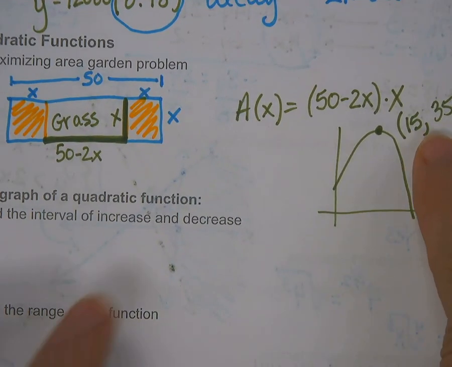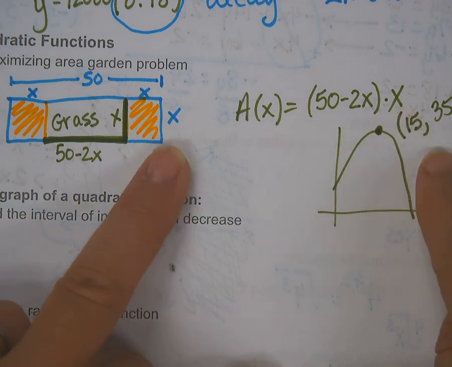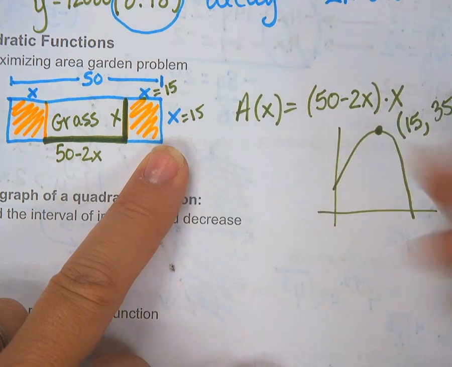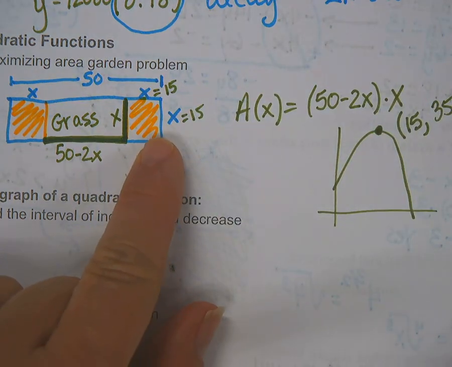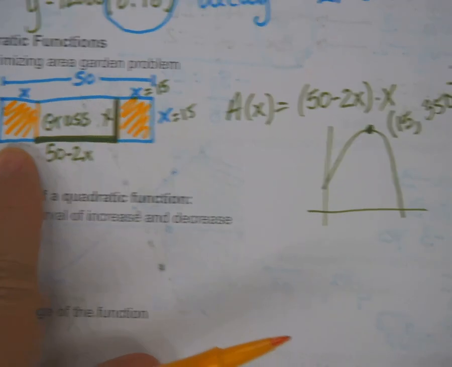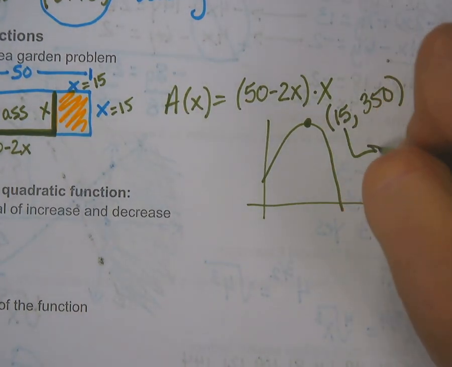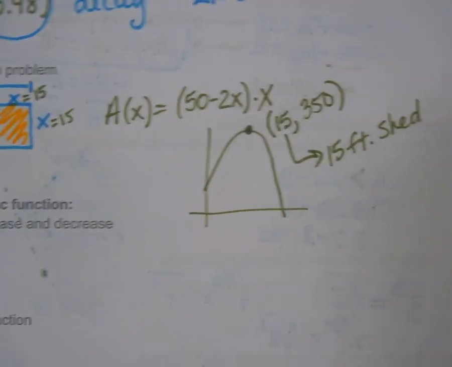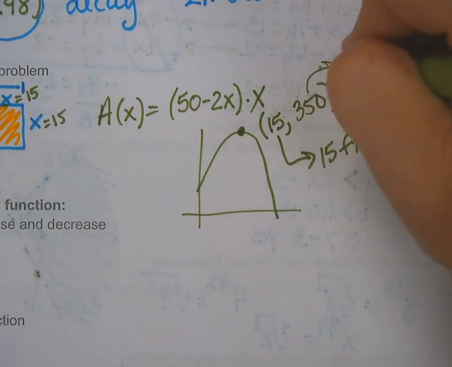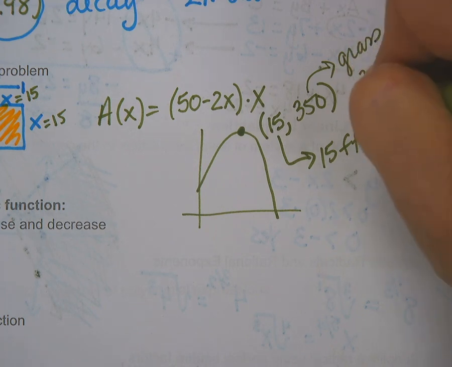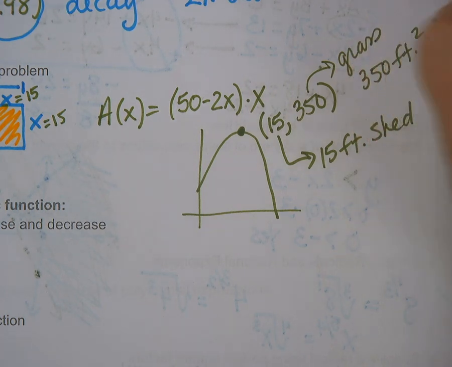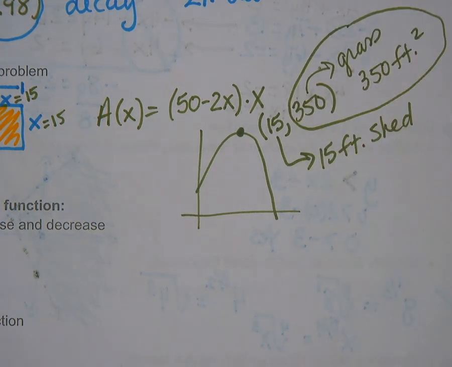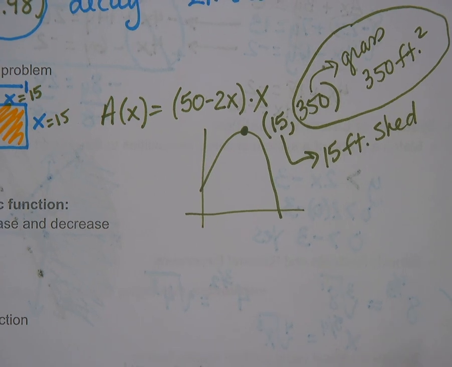In this scenario, x is 15, so that means if we put a 15 by 15 square shed on the left and on the right, so if this is a 15-foot shed on each side, that means that our grassy area is going to have 350 square feet of area. And that is the most grassy area possible. That's how you would interpret that.